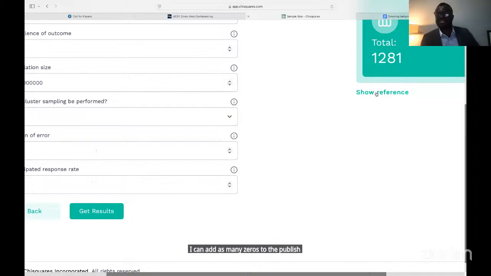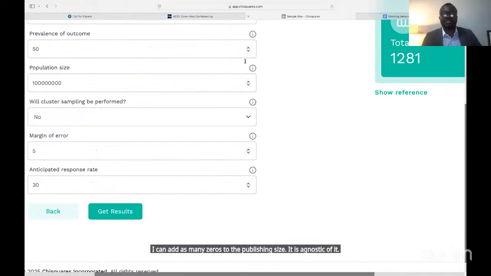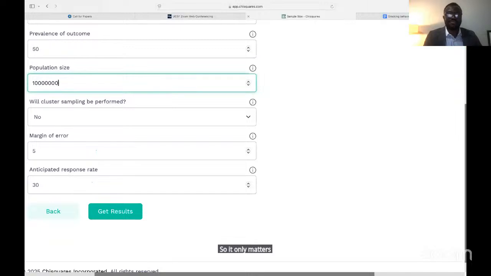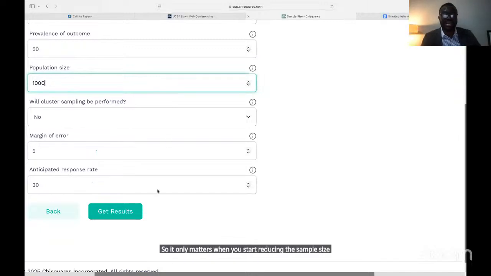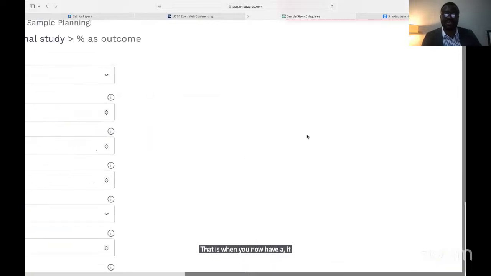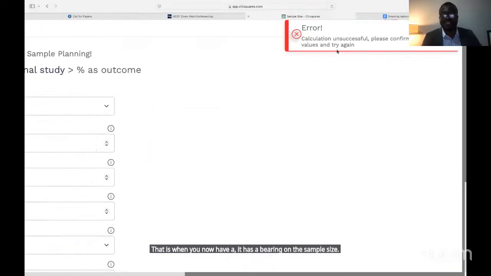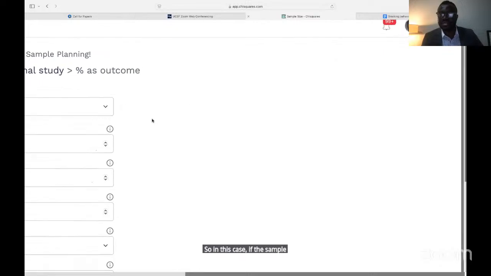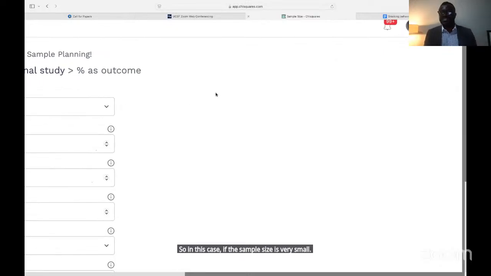It is agnostic of it. So it only matters when you start reducing the sample size to something much smaller. That is when it has a bearing on the sample size. So in this case, if the sample size is very small, obviously, then there is no basis for sampling. It's like, do you need the whole population?